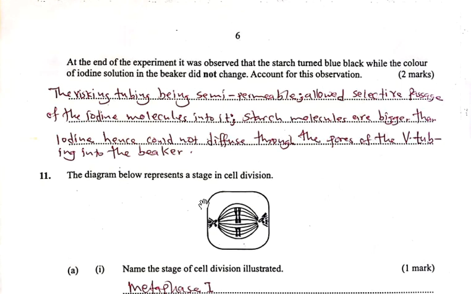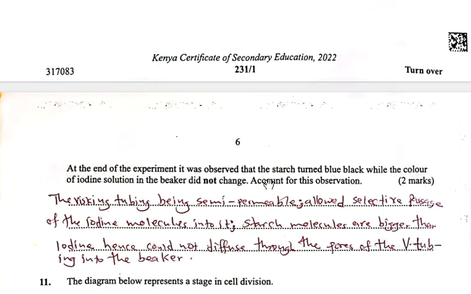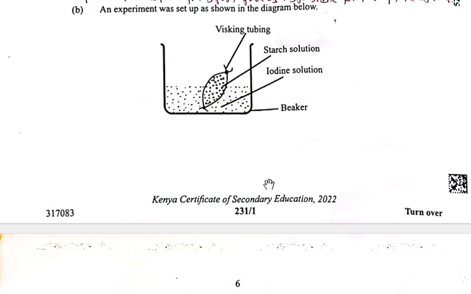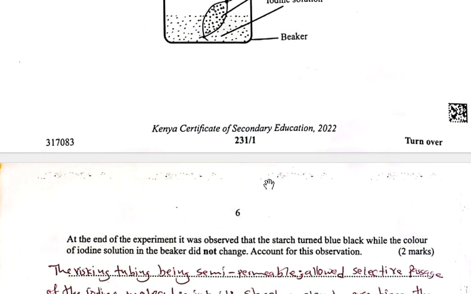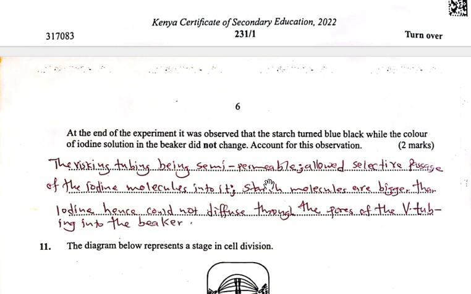At the end of the experiment, it was observed that the starch turned blue-black, while the color of iodine solution in the beaker did not change. Account for the observation. 2 marks. We are saying starch turned blue-black. Starch is inside the whisking tubing, and iodine solution in the beaker did not change.